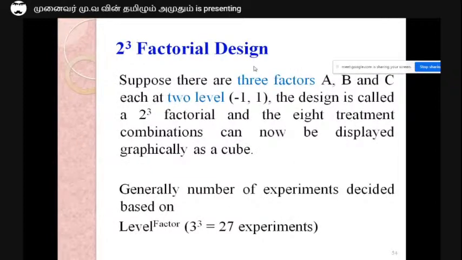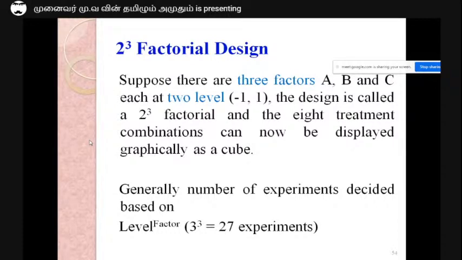In factorial design, if there are three different factors considered, assume A, B, C, each with two levels, so consider them as -1 and 1. The design is called 2^3 factorial, and we have to do 8 treatment combinations. Based on those 8 treatments we can build our empirical model.